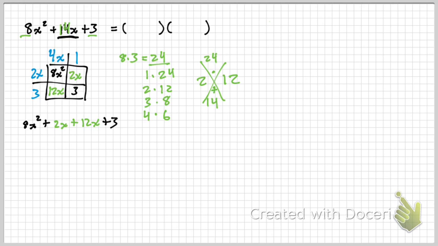We got 4x plus 1 and then 2x plus 3. Now, if I switch the order of these 2, that doesn't matter. And even if I switch the order between these 2, or between these 2, it doesn't matter. If you multiply this out, you'll get right back to where we started, and that's what your answer is.